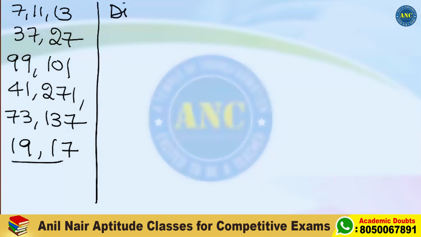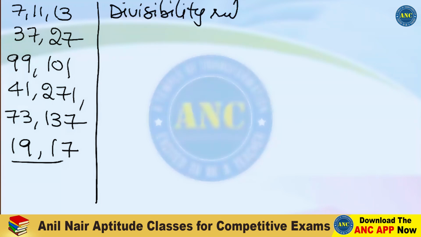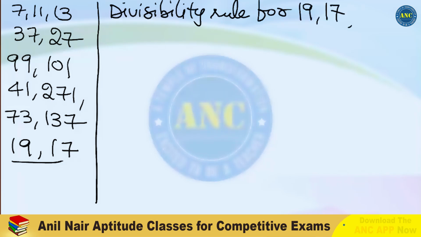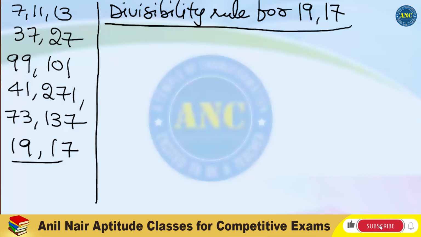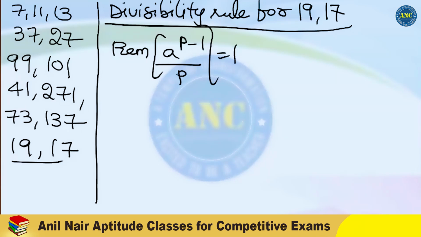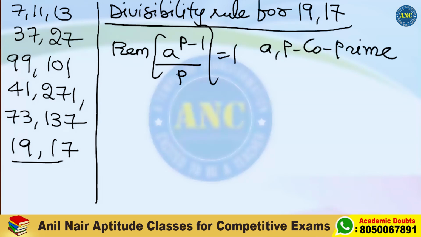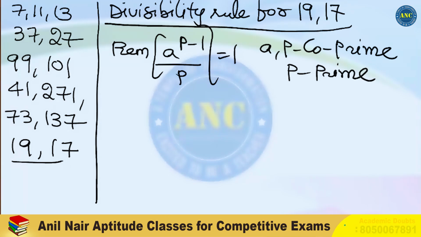Divisibility rule for 19 and 17. Remainder: a power p minus 1 when divided by p is 1, when a and p are co-prime and p is a prime number. I told you that almost every concept has been heavily inspired from Fermat's theorem.